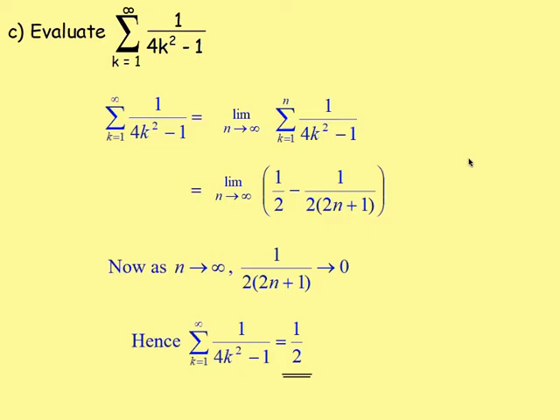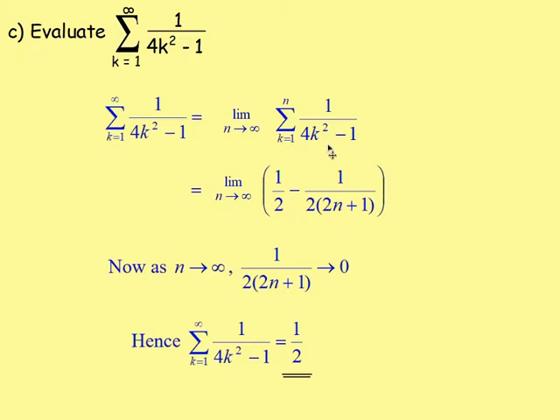Part C, evaluate this 1 over 4k squared take away 1, going from k equals 1 all the way up to infinity. When it's going up to infinity, you're wanting to be thinking about limits. So what happens as k gets bigger and bigger and bigger? Well, you will see that you're really taking this value of n. You've got the 1 over 4k squared take away 1, going from k equals 1 all the way up to n, but n is going to become absolutely humongous. So really you're thinking as n approaches infinity, what will happen?